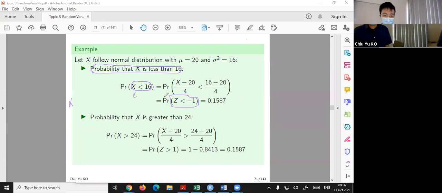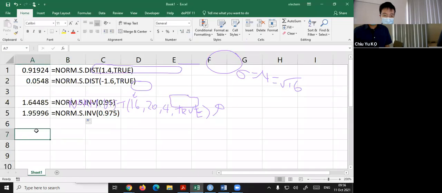So what you do is go to NORM.DIST. You put 16 there, and then you put the mean mu, 20. The sigma is 4, because this is the square root of 16. So you put 4 there, and it's true. You do that, and you get the same answer. Let me show you why this is true. Let's do it.